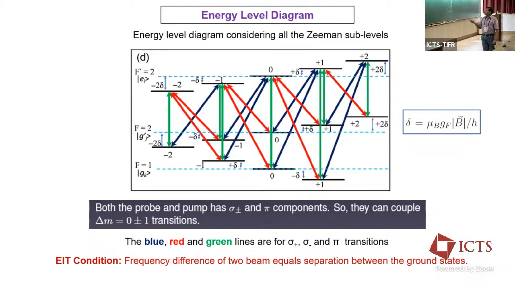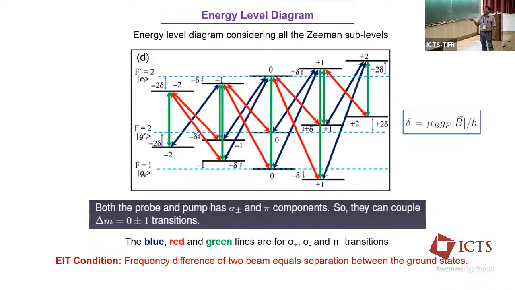And so what happens is that these are the three beams, which are blue, red, and green, for the sigma plus minus and pi transitions, but both pump and probe now have sigma plus minus and pi components. So they couple to all the delta M plus minus transitions.